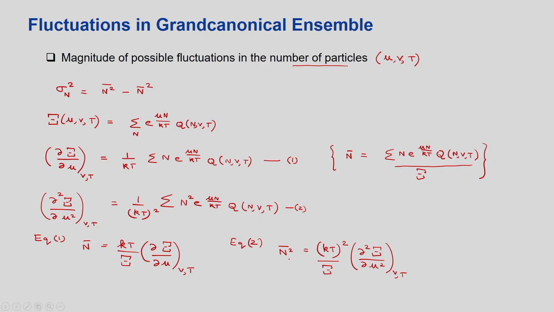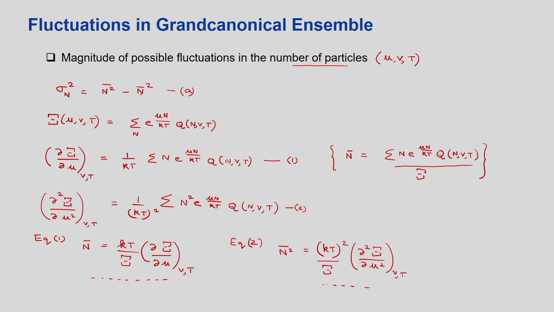So n bar is given using this expression. From this expression we are getting the value of n bar in terms of the partition function. Similarly, for n square bar we are getting an expression in terms of the partition function. So you remember these two expressions, which you will be requiring for computing the equation. Let us say this is equation A. We will now be substituting this n bar and n square bar.